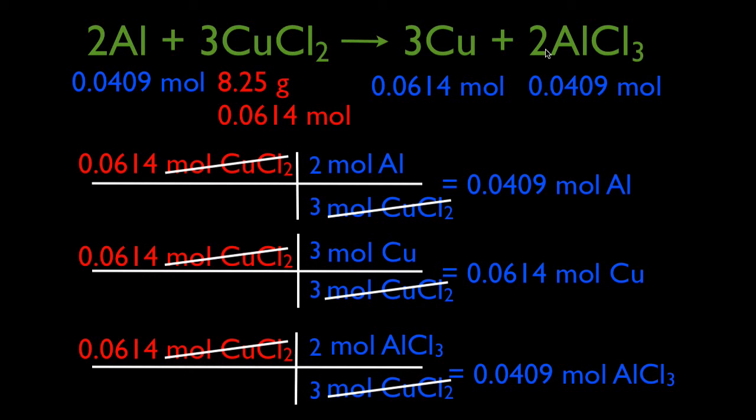Okay, so the first thing we did on the first slide was convert 8.25 grams into its moles, and then we used the same number of moles of the copper chloride and the molar ratio between the copper chloride and the other three, the aluminum, the copper, and the aluminum chloride, to convert into the number of moles, that being step 2. We're not going to convert from moles to grams in this video, okay? But we have done that in previous videos, which you can watch.